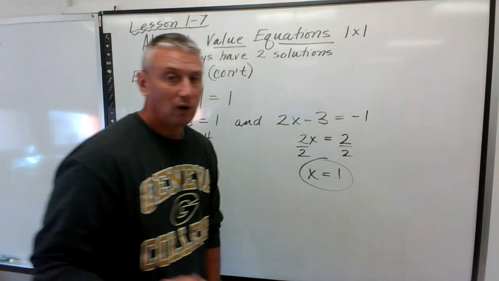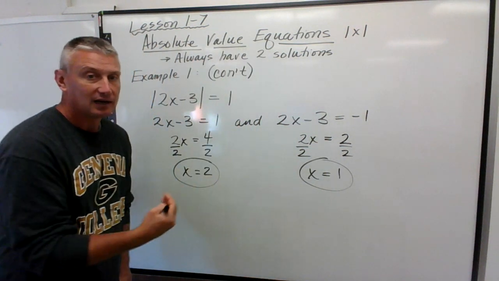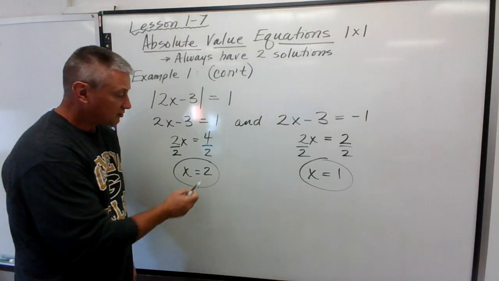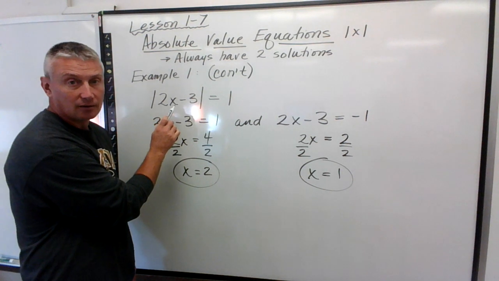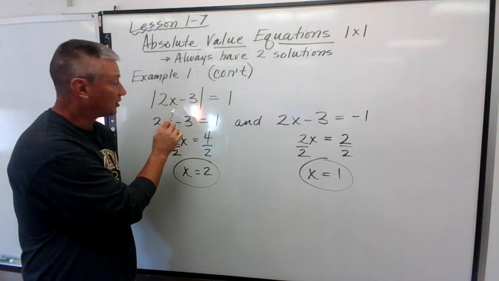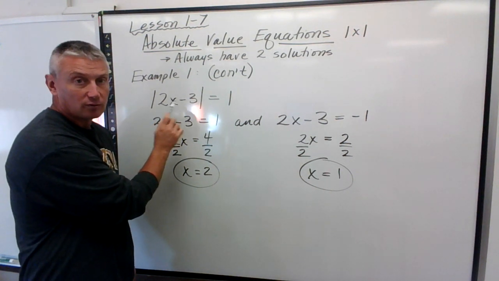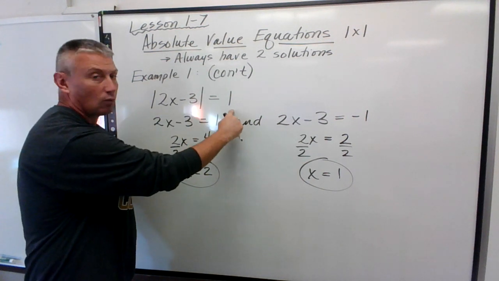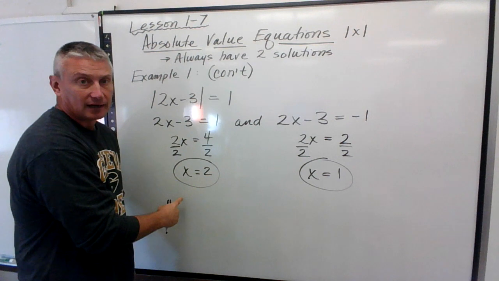Now, here's why these make sense. Here's why we can have two answers to this. If you take your solution, 2, and you place it back in the original equation, 2 times 2 is 4, 4 minus 3 is 1. The absolute value of 1 is 1. So I know that that's correct.